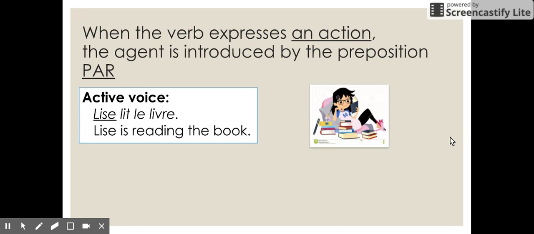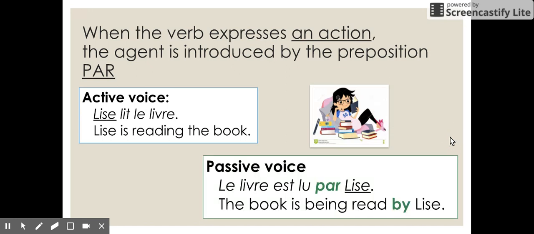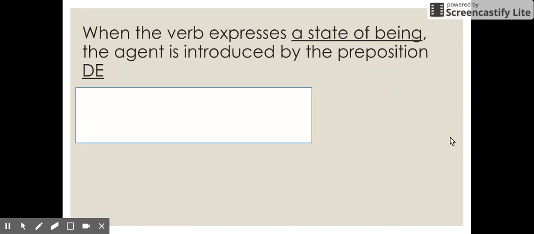This is an action, a physical action. There she is. In the passive voice, le livre est lu par Lise. The book is being read by Lise.